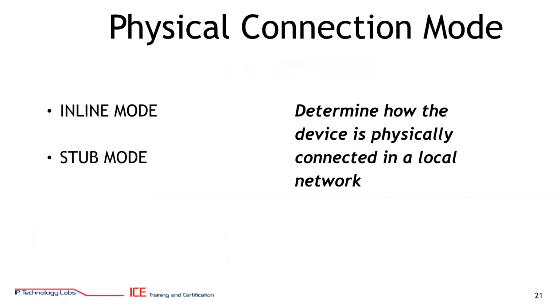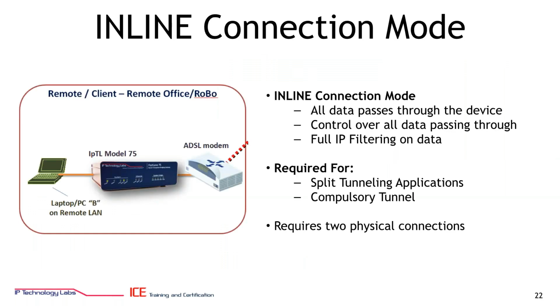Typically, when we install the devices physically, you'll install them in either an inline mode or a STUB mode. When you're using an inline mode, you have 2 connections in the device. All the traffic passes through the device. The device is capable of making decisions on where traffic goes. This is used for compulsory tunnel or split tunnel applications.